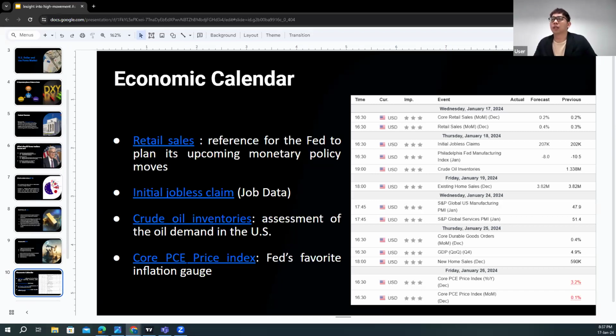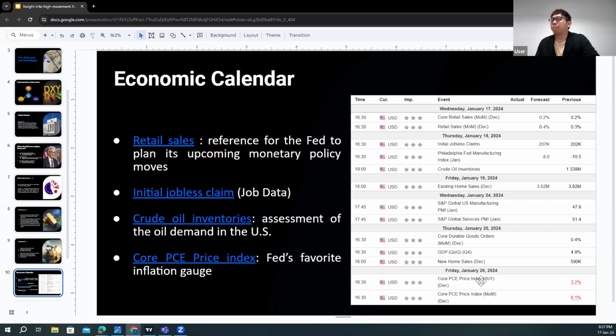Then another one is the PCE price index. Just like I said, for the inflation gauge we have CPI, PPI, and PCE. PCE is the Federal Reserve's favorite inflation gauge, so they often look at the PCE price index to assess the inflation situation in the US. The previous reading was 3.2. This is due next Friday.